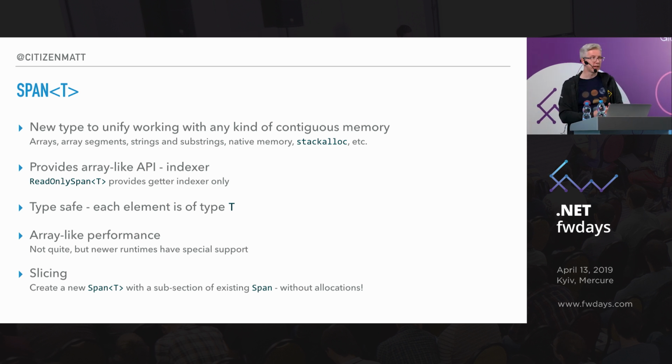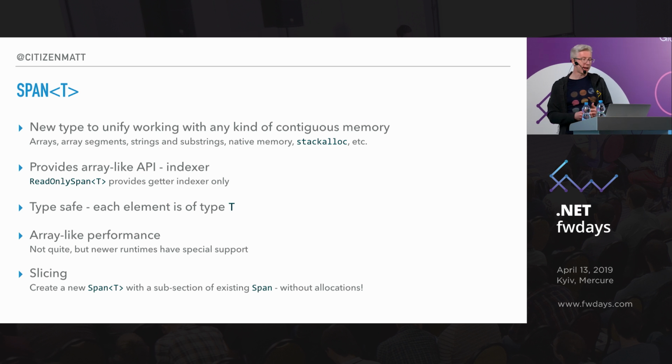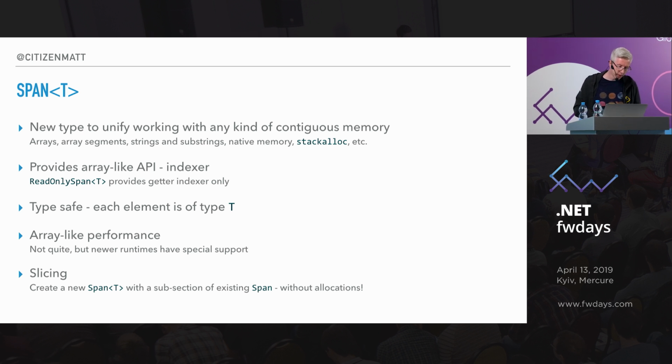And it's type safe. Each element of this block of memory is of type T. When you try and get something out, you get an instance of that particular type. And you also get array-like performance. It's not quite as performant as arrays, but it is very, very close. The newer versions of the runtime have special support, which makes it very, very close to array-like performance. That is very useful then. You've got great performance while having something which looks very much like an array, but on lots of different types of memory.